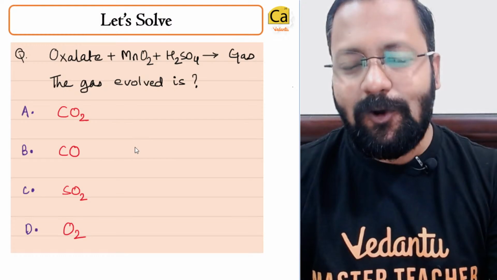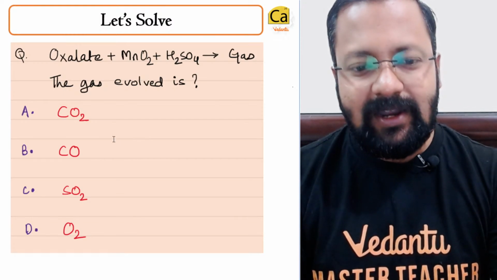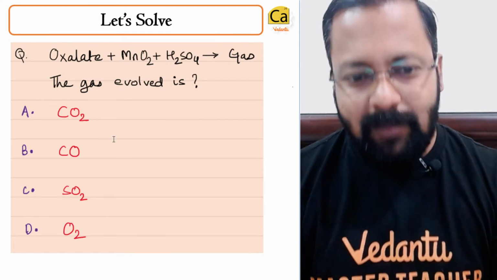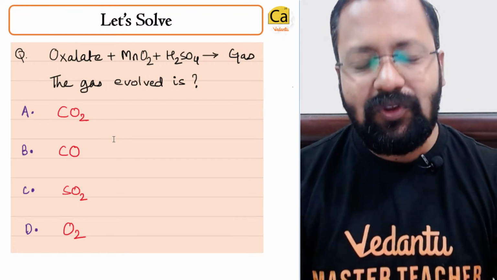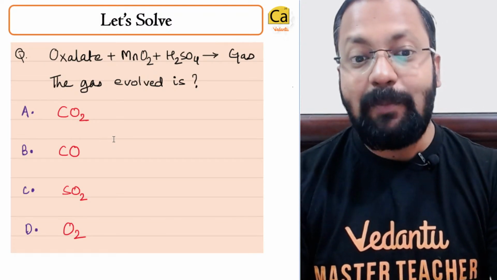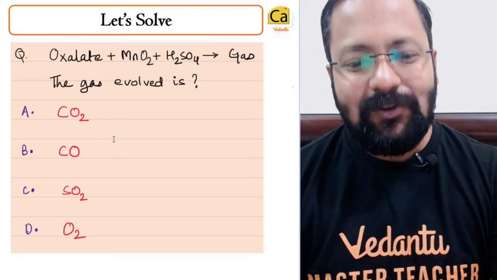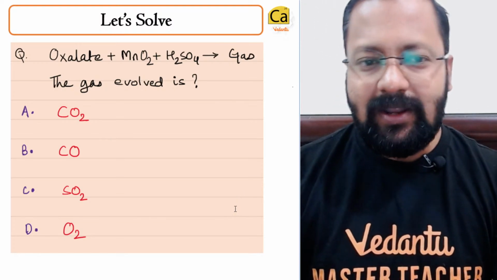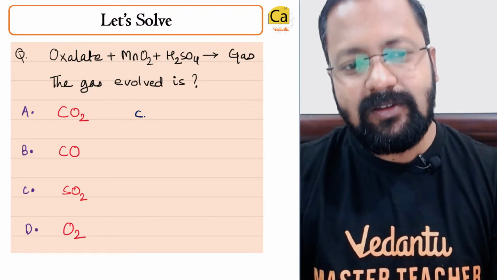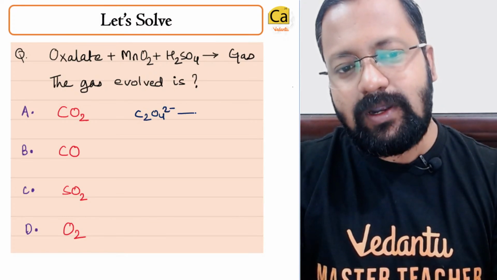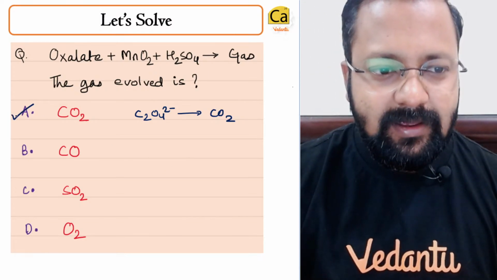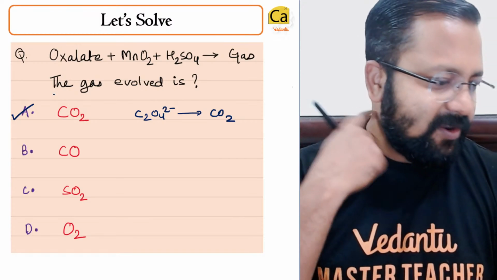When you treat oxalate with H2SO4 in the presence of MnO2, you will get carbon dioxide. It is quite a simple reaction. C2O4 2 minus will turn into CO2. The right answer should be A. You will get carbon dioxide only.